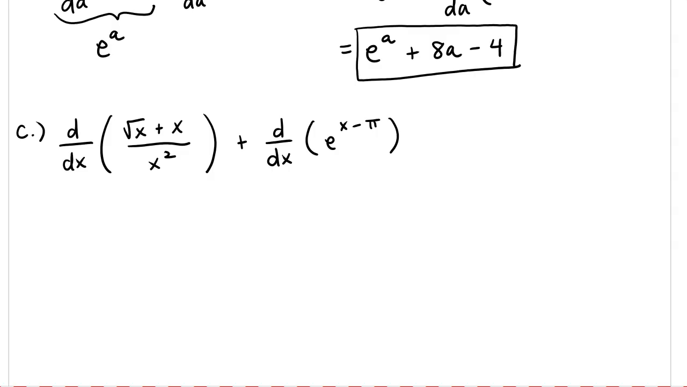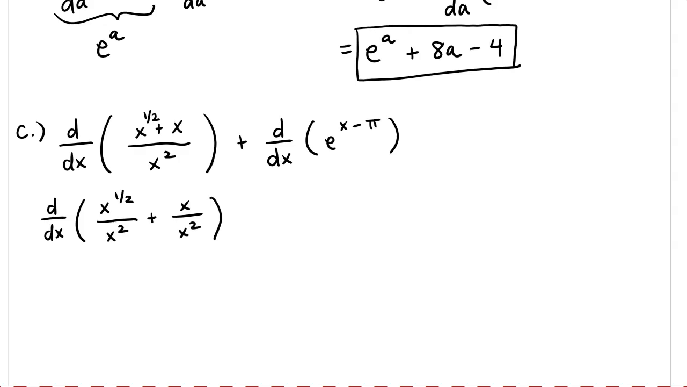In part C, I've gone ahead and I've split up my derivative into the sum of two different derivatives. And in the first derivative, I'm not going to be able to use the power rule on that yet. So let's see if we can change this up. First off, I want to rewrite the square root as an exponent of 1/2. From there, I'm going to rewrite this and separate this into two different fractions. So I would have x to the 1/2 over x squared plus x over x squared, like that.